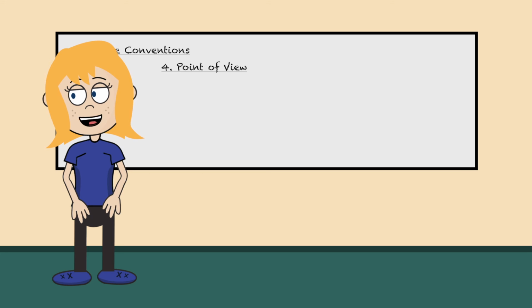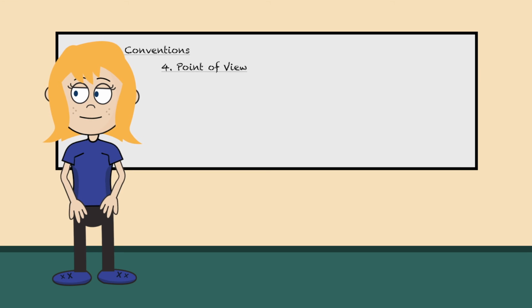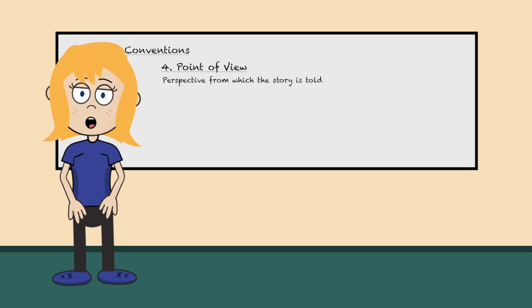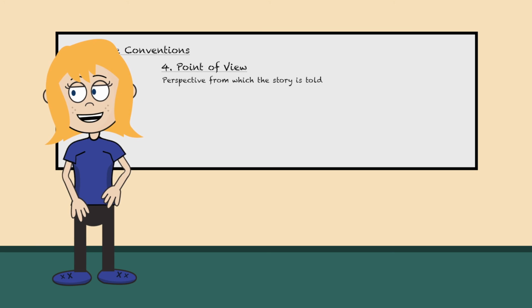Point of view. A point of view is another word for perspective. A point of view is the perspective from which a narrative is told. This can be from a character within the story or a literary voice.